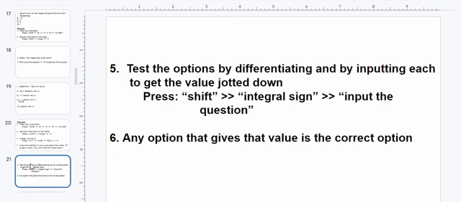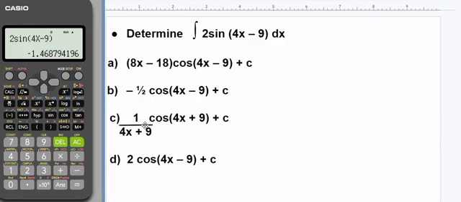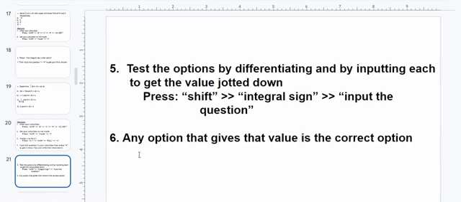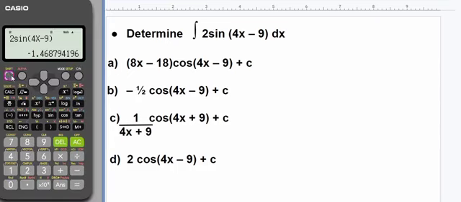All right, so let's quickly move into the options. These are the options, right? So you are differentiating the options. Obviously, this is what we got, minus 1.4687, and you have to press what? Shift integral to bring out your differentiation sign. Then input the option. So you are coming to your calculator, pressing shift integral. This is your differentiation symbol here. Then let's test option A.